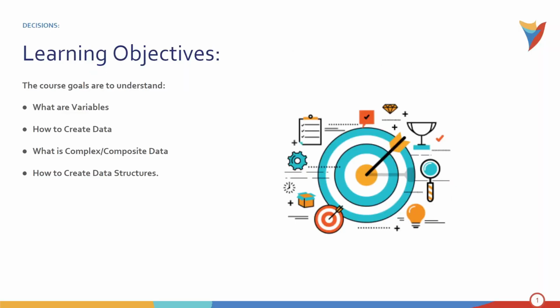The learning objectives for this course are as follows. We're going to cover what variables and data types are. We will discuss complex and composite data structures. And finally, we're going to review how to create composite data structures. By the end of this course, you'll be familiar with the most basic concepts of data architecture.